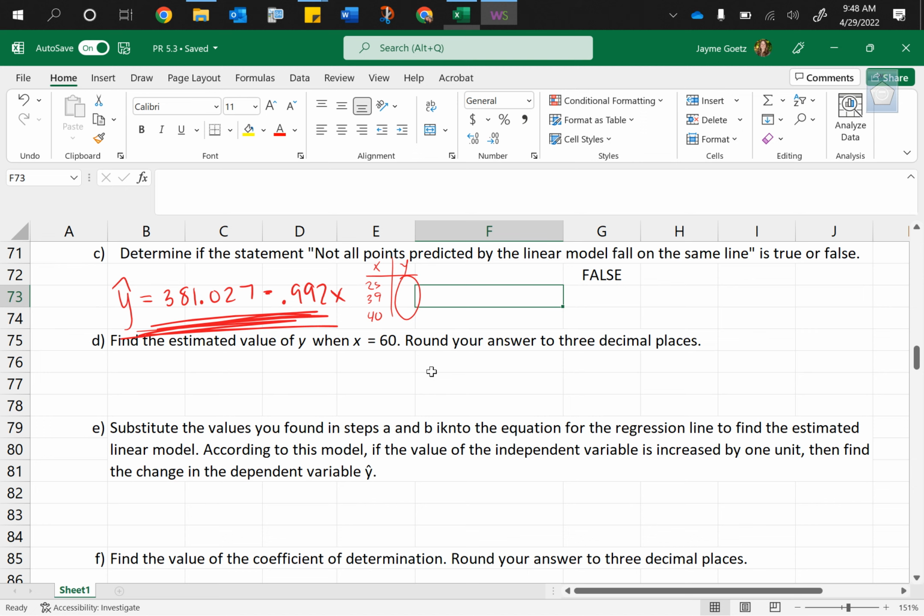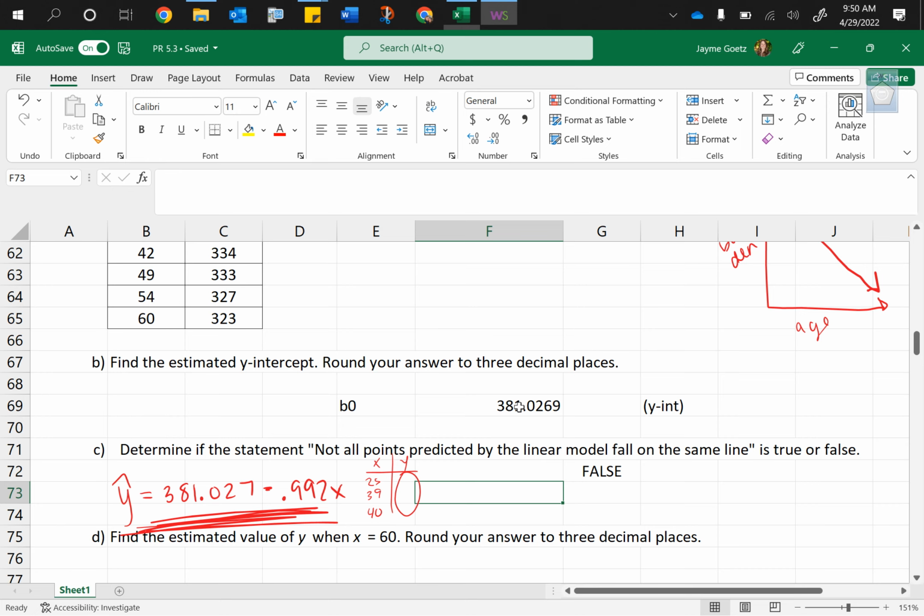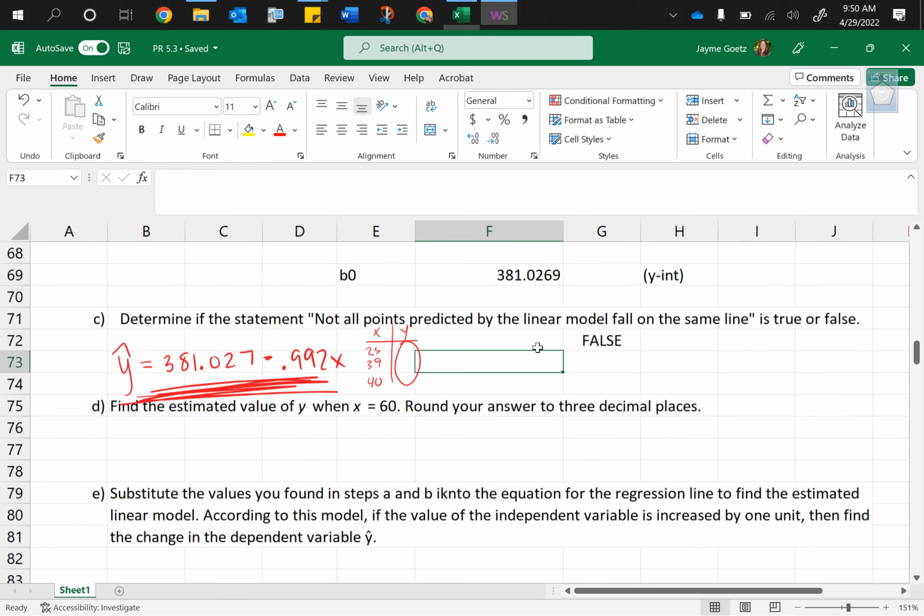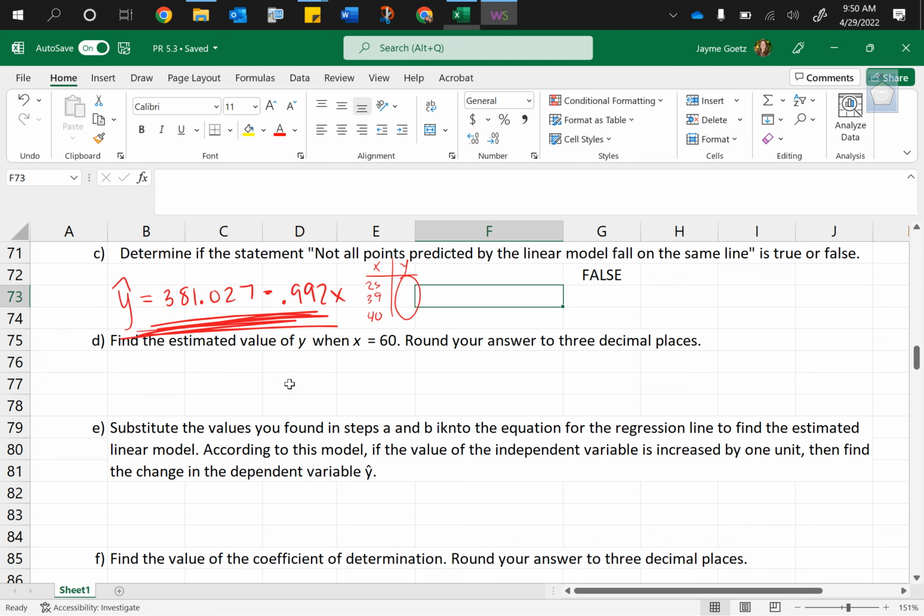Now, part D says find the estimated value of y when x equals 60, round to 3 decimal places. This right here is our formula. That's literally what we just came up with based on parts A and B. We found my y-intercept, we found my slope. So we want to figure out the value of y when x equals 60. That means we're going to take that 60 and put it in for which variable? X, but you have to be careful, because that formula that I have there is rounded. I don't want rounded. So you need to use your exact values.